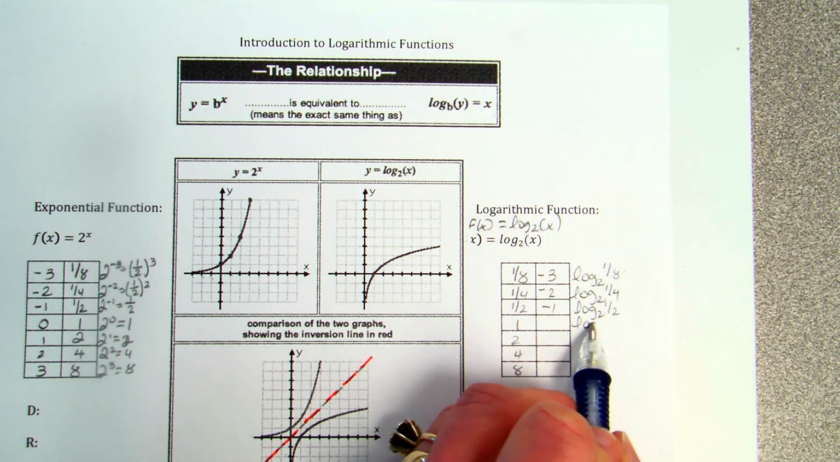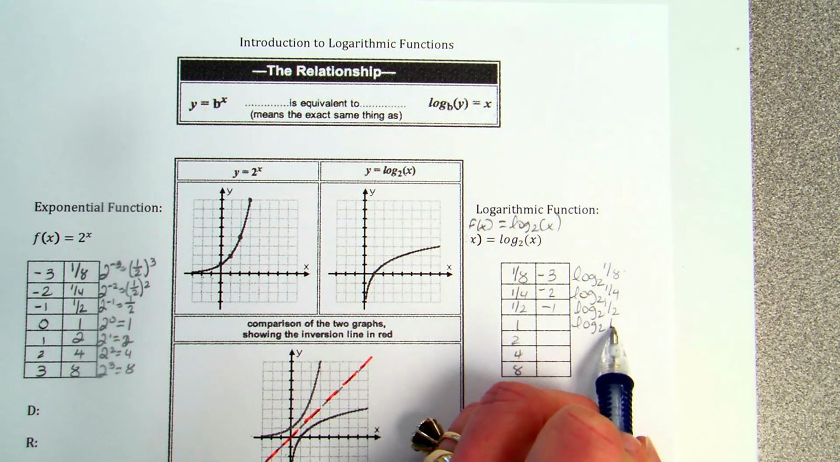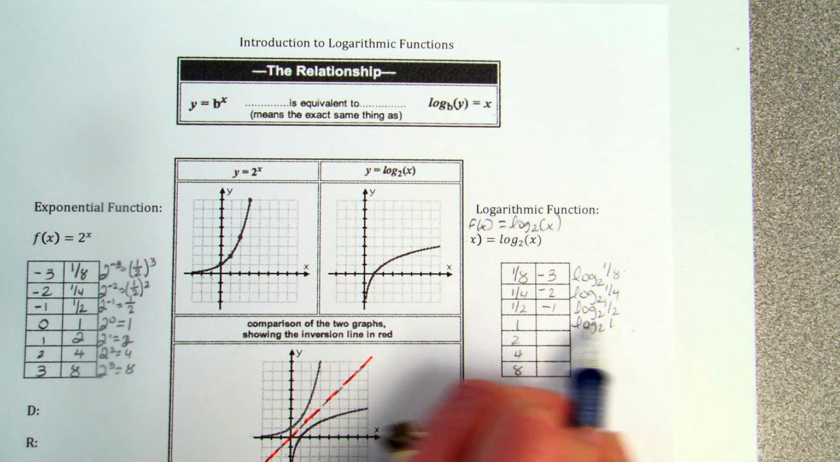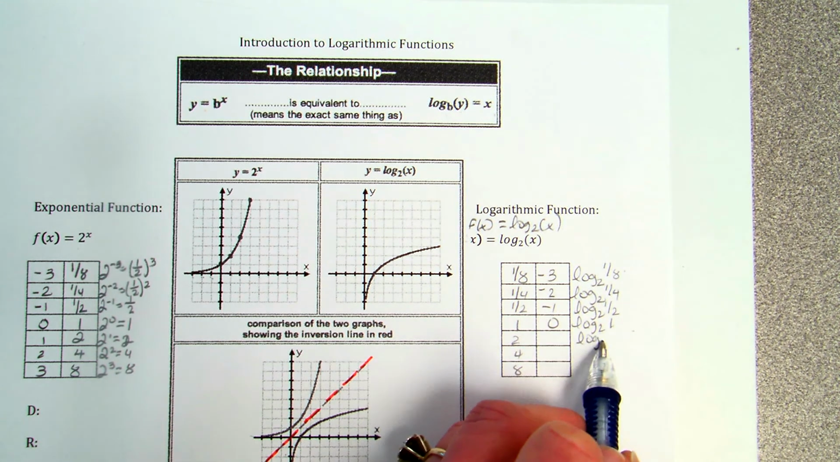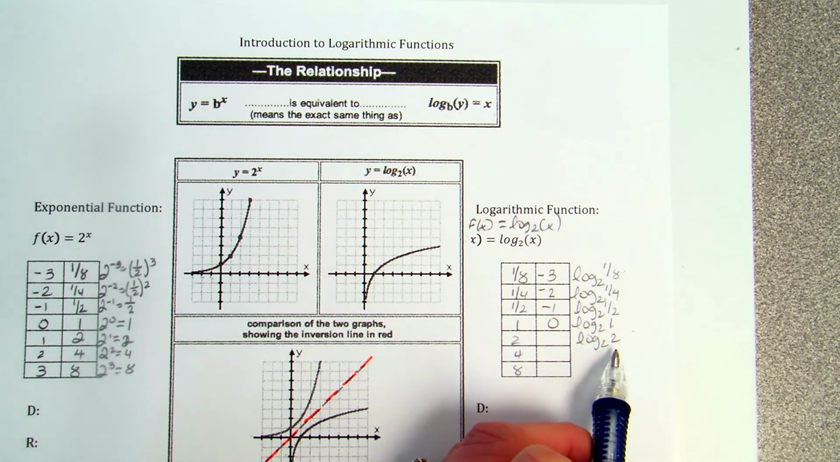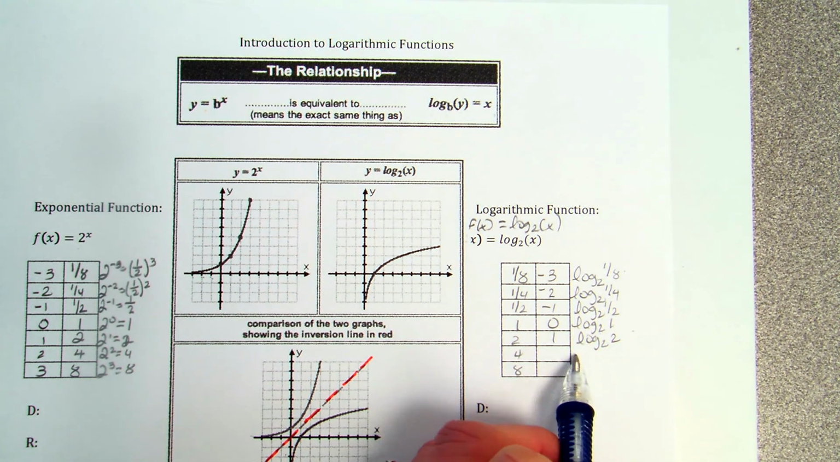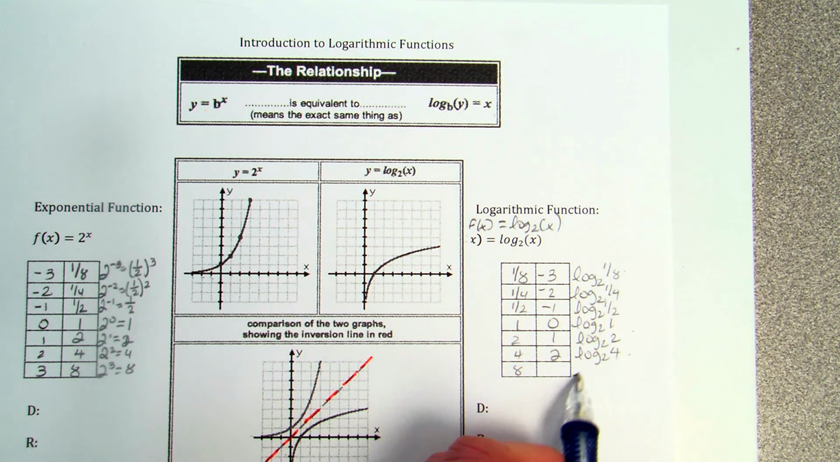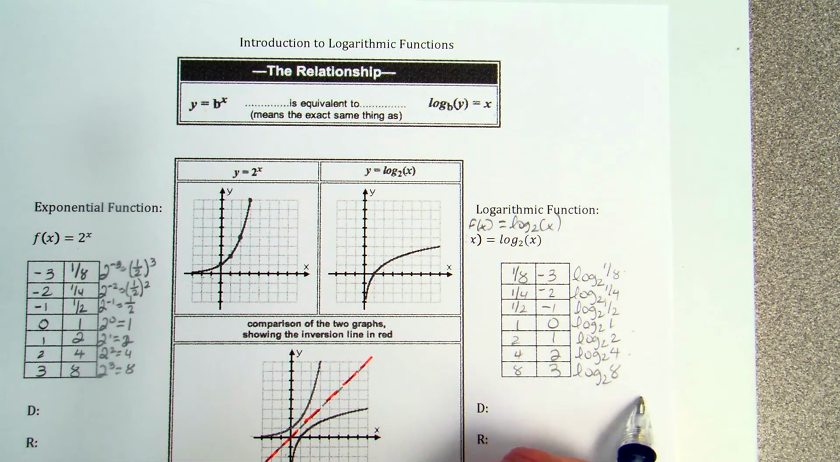Log base 2 of 1, remember 2 to the what will give you that 1. Log base 2 of 1 is 0. Log base 2 of 2, well, what is log base 2 of 2? It's 1. Log base 2 of 4, 2 to the what gives me 4, which is 2. Log base 2 of 8 is 3, because 2 to the third power is 8.